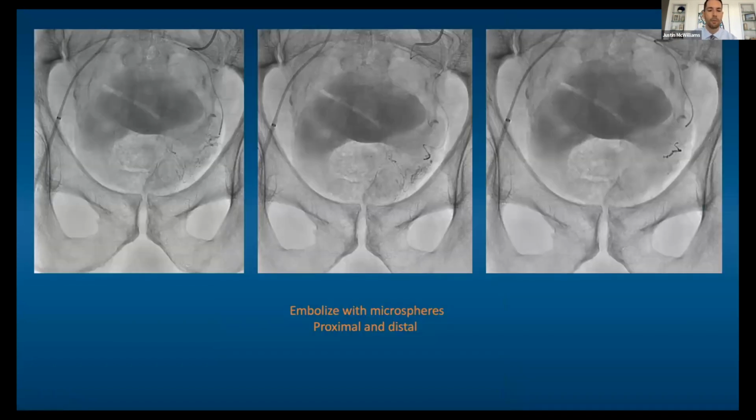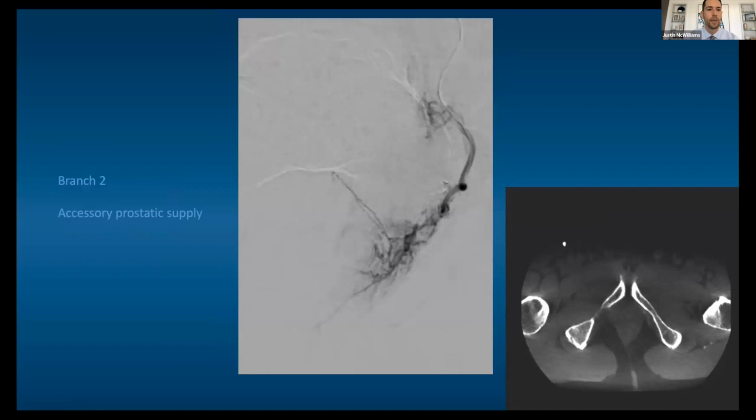Here's us doing our embolization. Try to do an embolization both proximal and distal within the artery. That's called perfected technique to help really get as many beads in there as we can and block the blood flow to a really extreme degree.